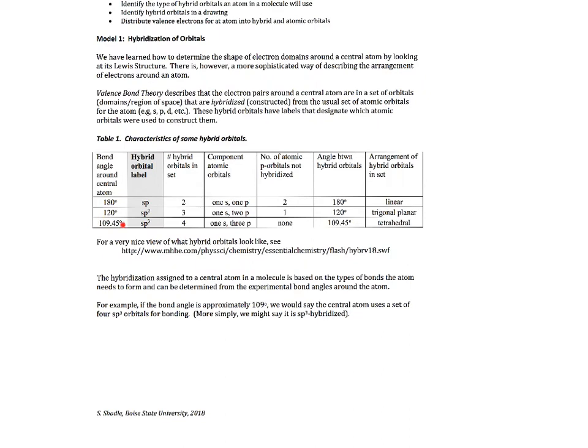Finally, if the bond angle around the central atom is 109.5, we're going to use sp3 hybrid orbitals. There's going to be 4 of them. They're made by combining the s and all 3 of the p orbitals. That means there's none that are not hybridized. And they are in a tetrahedral arrangement.